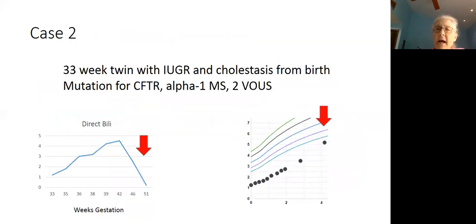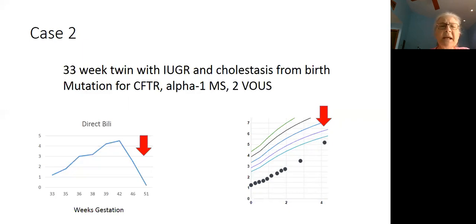This is a baby that was a twin. His twin did fine. He had no risk factors that should have given him cholestasis. He did have infection. He did really pretty well, but he definitely had cholestasis. He had mutations for CFTR, a mild mutation for alpha-1, and 2 other VUSs.